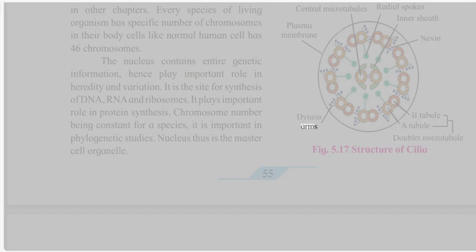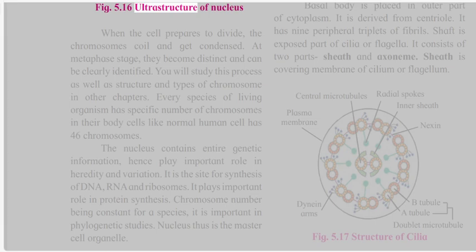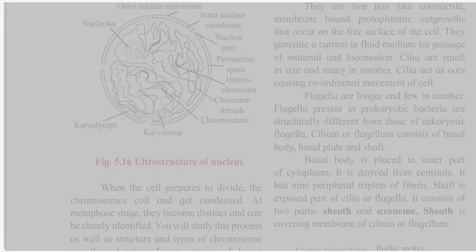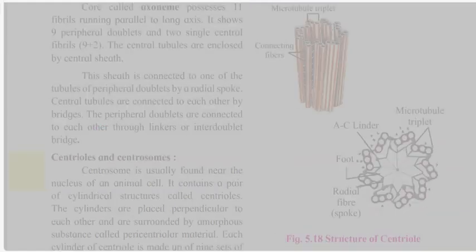Dynein arms. Fig. 5.16 Ultrastructure of nucleus. Outer nuclear membrane, inner nuclear membrane, nuclear pore, perinuclear space, heterochromatin, chromatin threads, chromocenter, karyosome, karyolymph, nucleolus. Core called axoneme possesses 11 fibrils running parallel to long axis.